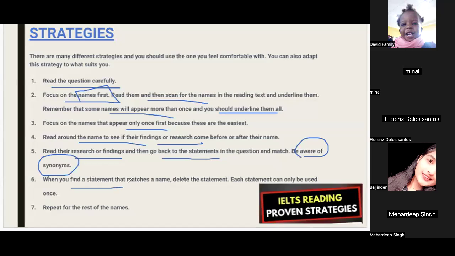So when you find a statement that matches a name, delete the statement. Each statement can be used only once. Now you can try this strategy again and again for every name. So you can repeat for the rest of the names.